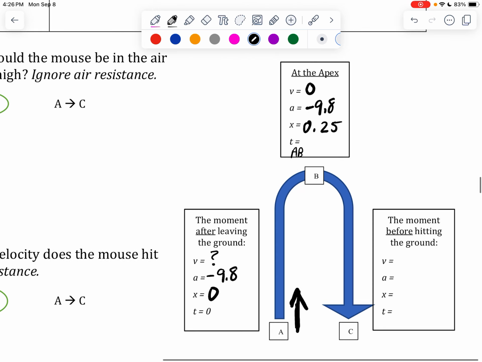And then the moment before hitting the ground, well, the height is 0 again. Acceleration is still negative 9.8 meters per second squared. The velocity, we don't know. It's not 0. Think about if you put your hand down and a bowling ball dropped on it. Why does it hurt? Because it is moving when it hits your hand. Just because it hit your hand doesn't mean it's not moving. And the time, we don't know the time.